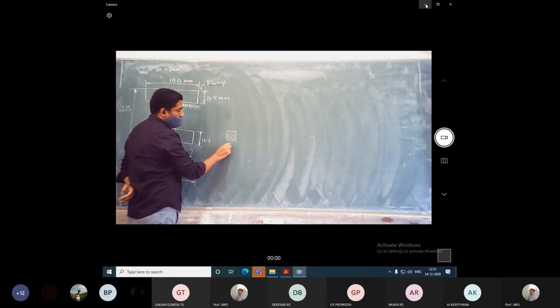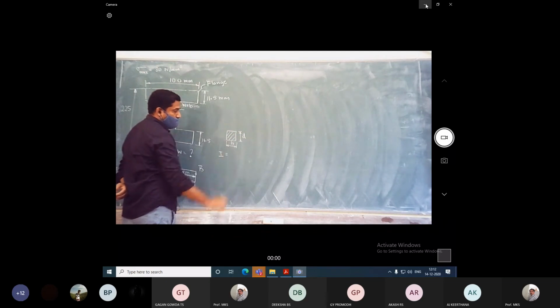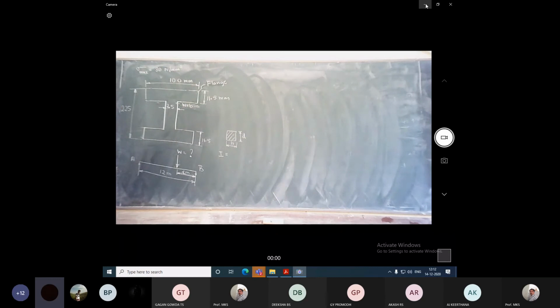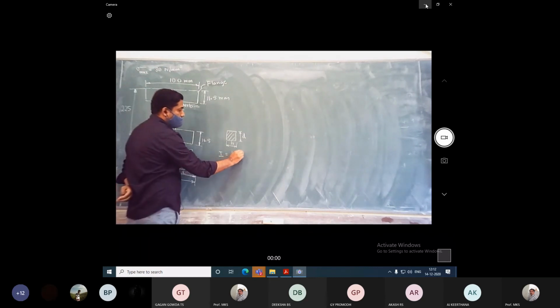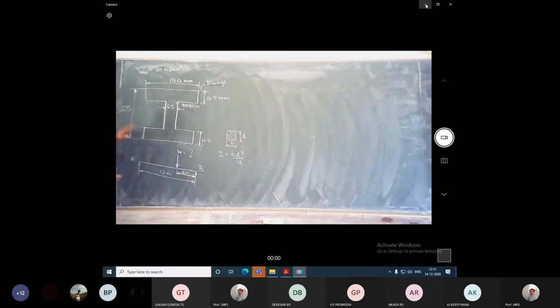If it is a rectangular portion, this width is taken as D and this width is B. The moment of inertia for a rectangular portion is given by what? Last class, BD cube by 12. Is BD cube by 12, right? For a symmetric section, it is not a problem. If it is a symmetric section like this, if you take any axis, this is the axis for this center portion, and this will be the axis for the other portion of the flange.